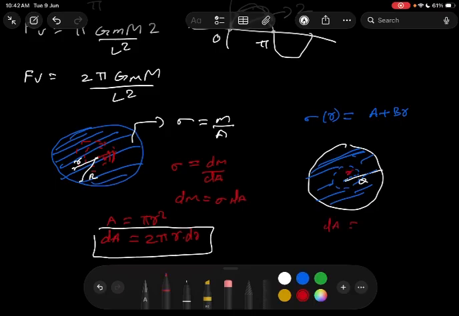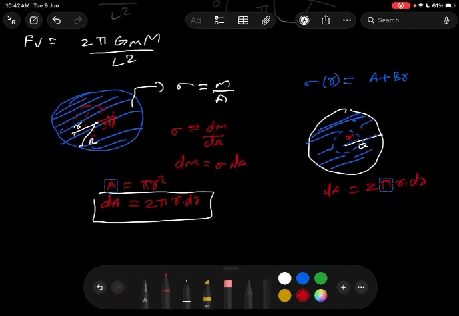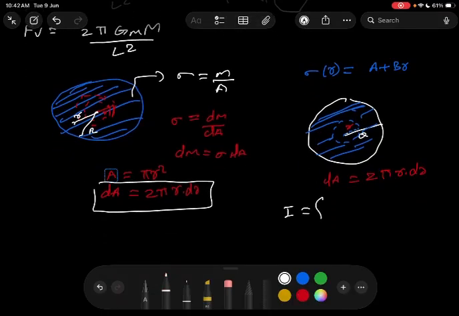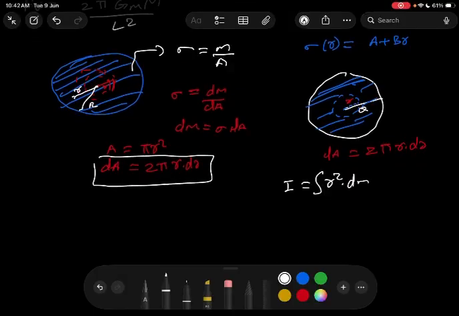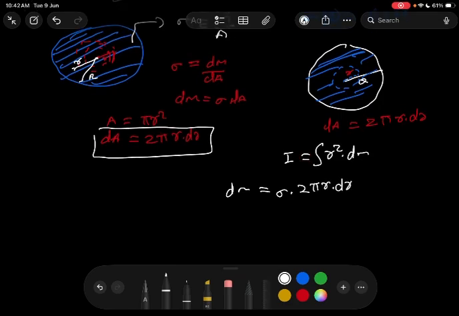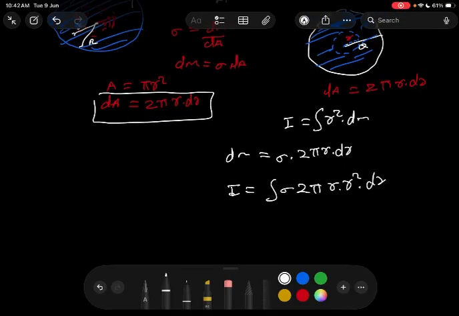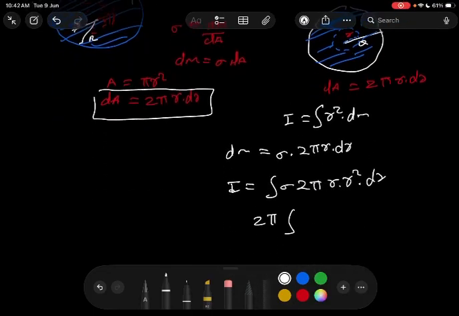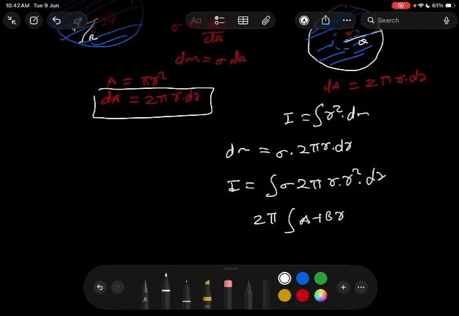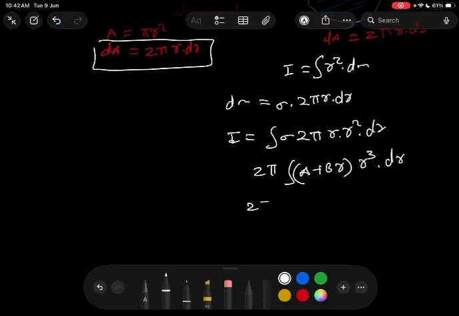The dA is 2 pi r into dr, and moment of inertia is nothing but I equal to integration of r square into dm. You are all aware of this. And dm is basically sigma into 2 pi r into dr. So I equal to integration of sigma 2 pi r into r square into dr. I'm going to bring the constants outside, 2 pi. What is sigma? We got that sigma is a plus br, and this is some r cube into dr. Just integrating it is fine.